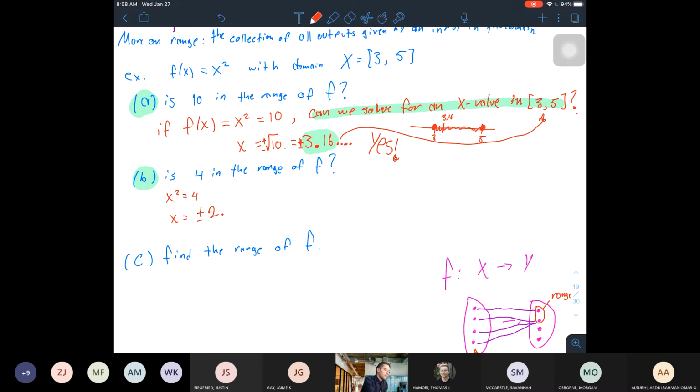And remember, we needed to find an x value which is in between these 2 points. But neither negative 2 nor positive 2 are going to be in our interval [3, 5]. So our answer is no. 4 is not in the range of f. Okay?